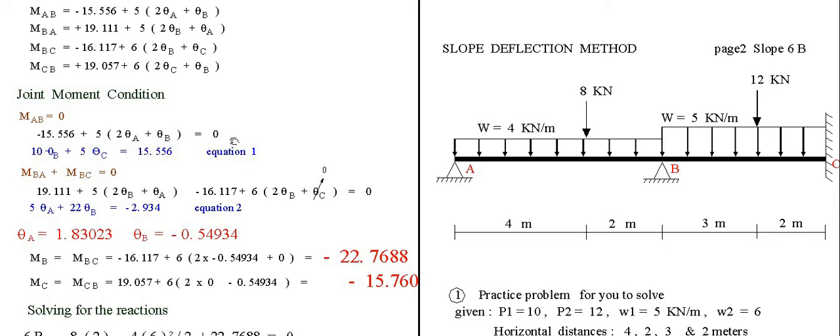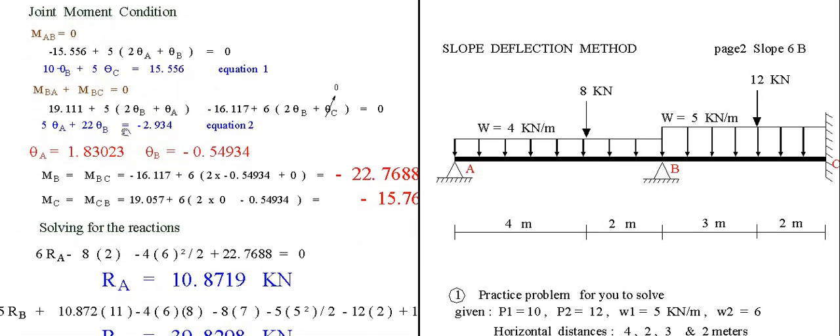Now simplifying, arrange the theta in alphabetical order. So theta A first, then theta B. Theta A has a coefficient of 10, 5 times 2, then theta B is 5 theta B. Then the negative constant here, transfer to the right of equality, then it is 15.556. This is equation 1. Okay, we need another equation.